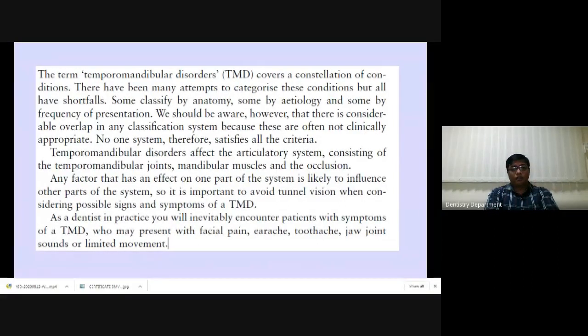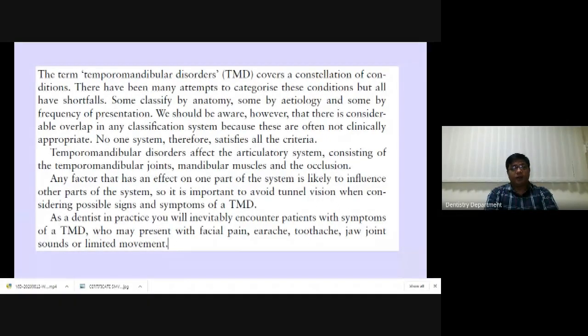The temporomandibular disorders affect the articulatory system, consisting of, as you all know, the TMJ, the mandibular muscles, and the occlusion. Any factor that has an effect on one part of the system is likely to influence other parts of the system. So it is important to avoid tunnel vision when considering possible signs and symptoms of a TMD. Hereafter, I am going to refer to temporomandibular disorders as TMD in this whole presentation.